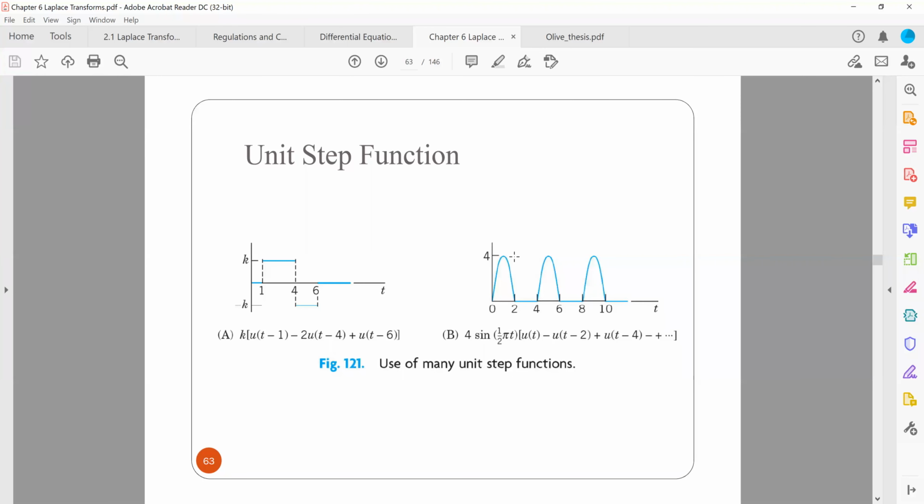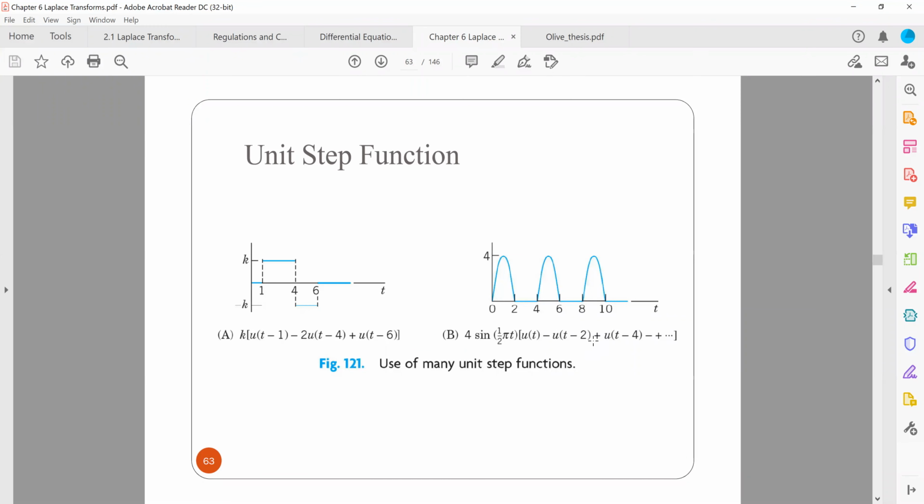So anyway, 1 is delayed by 1, the other one is delayed by 4, the other one is delayed by 6. If you add them up, you end up with this kind of thing. In B, we have a sine wave, sin(pi/2 t), but it is multiplied by u(t). So from 0, here we have u(t - 2).